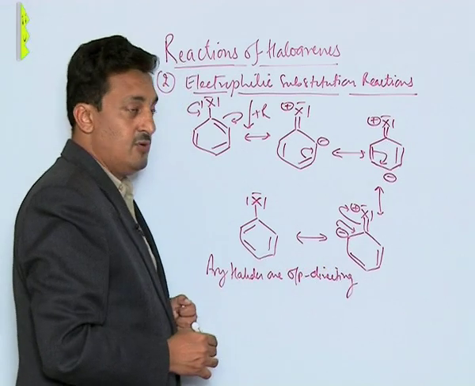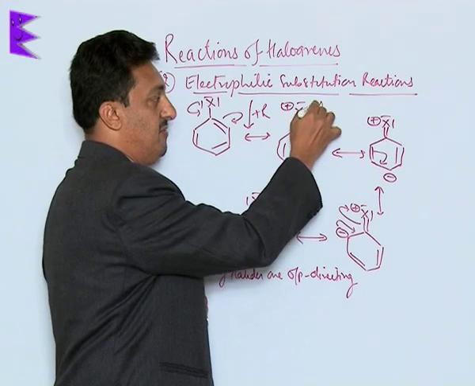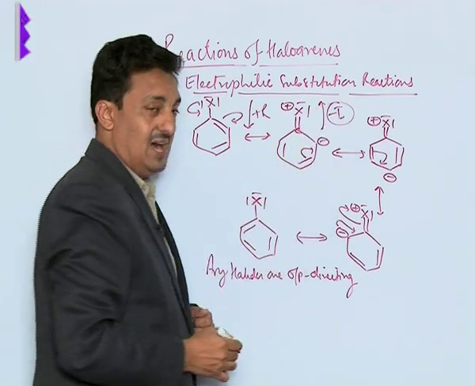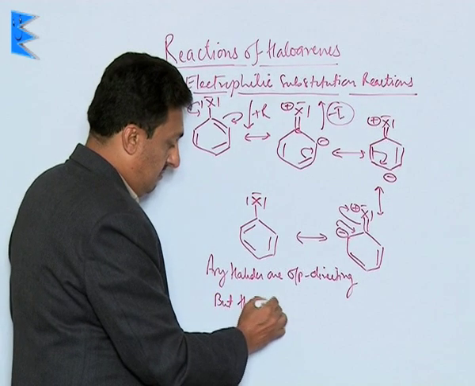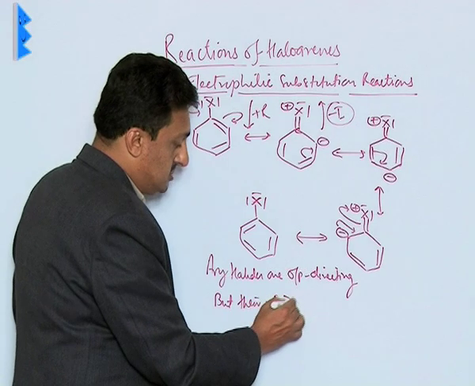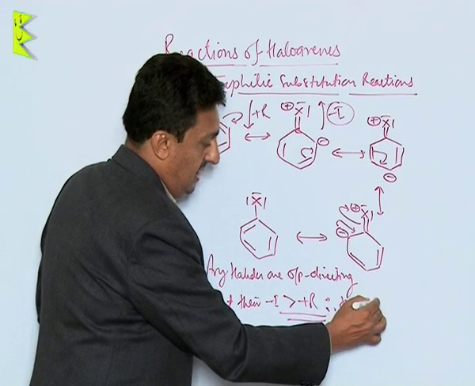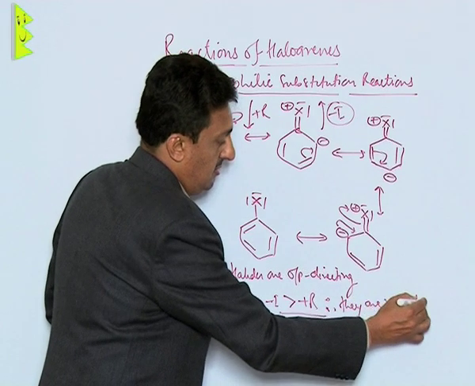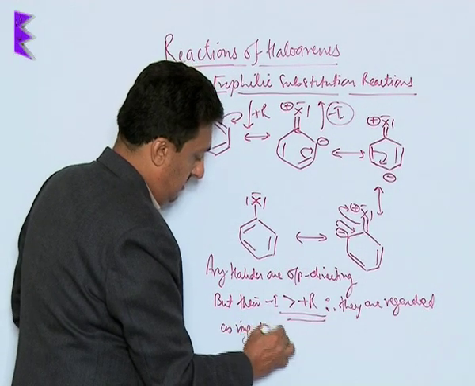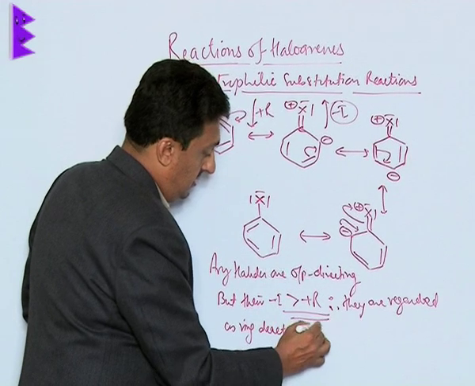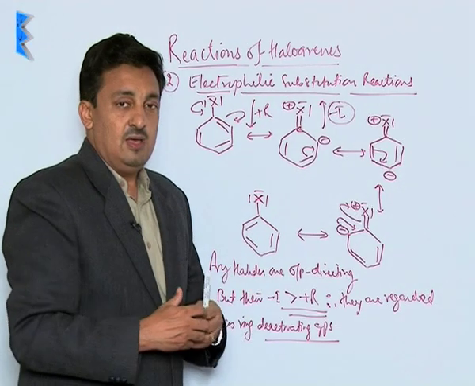But what is most important to note again is that since the electronegativity of halogens is more than the carbon, they always withdraw electrons towards themselves through minus I effect. But therefore what we write is, but their minus I is more powerful than their plus R. Therefore, they are regarded as ring deactivating groups, and therefore they need what?